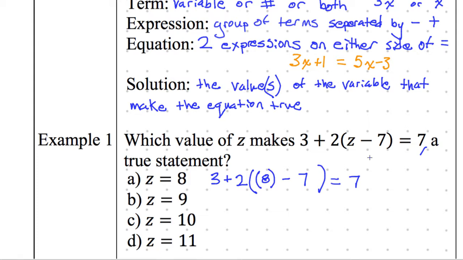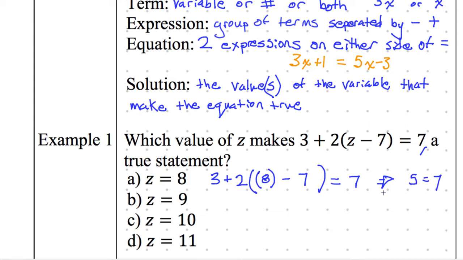All right, is this true? Is the left-hand side equal to the right-hand side? Well, let's go through it. 8 minus 7, shout it out. 1. And then this whole thing is 1, so 1 times 2 is, shout it out. 2. And then 3 plus 2 is, this whole thing is 5. So this turned into 5 is equal to 7.